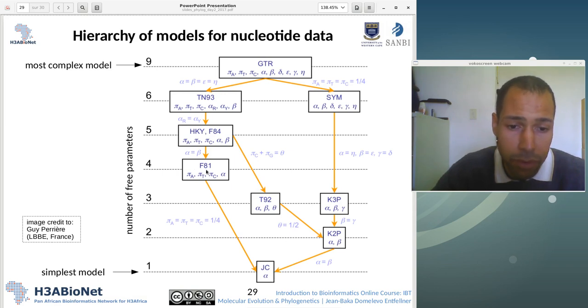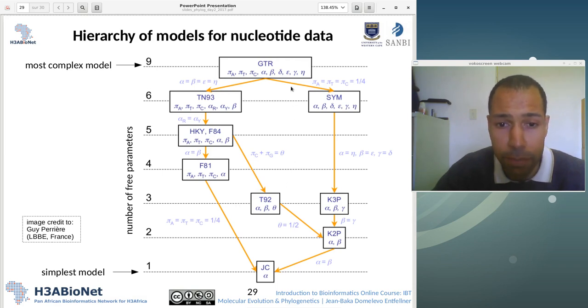F81, for instance, has 4 free parameters. The equilibrium frequency of G is not mentioned because it's 1 minus the sum of these 3 equilibrium frequencies. But if here you set pi A equal to pi T equal to pi C equal to pi G equal to 1/4, then you get to your JC model, with this additional constraint. So you have here a hierarchy of models, and the most complex model is here.